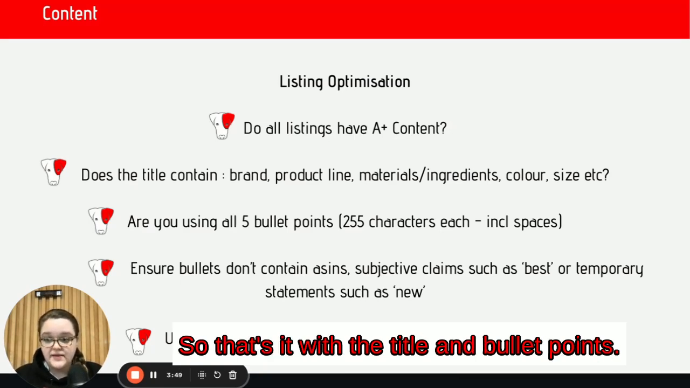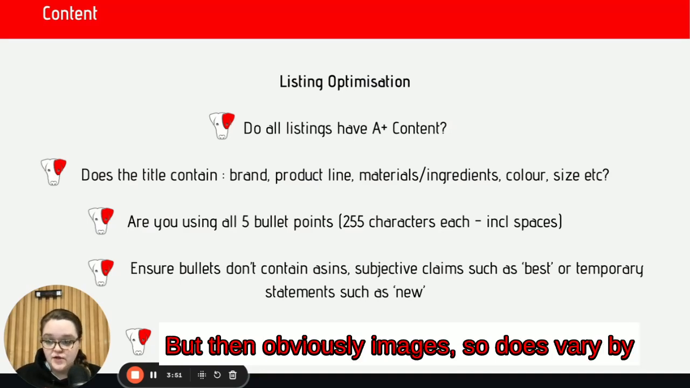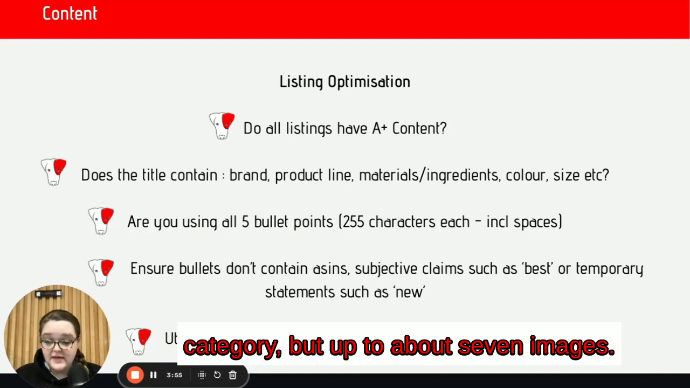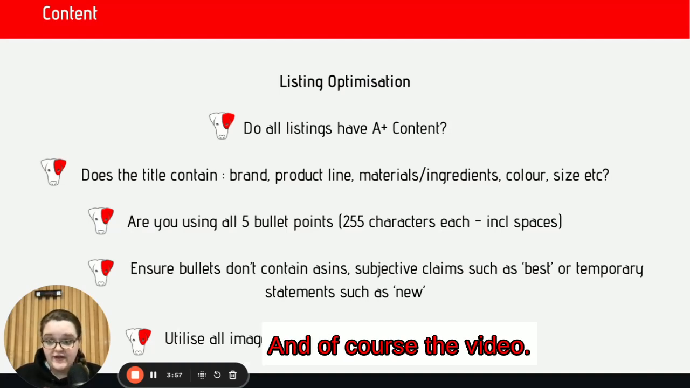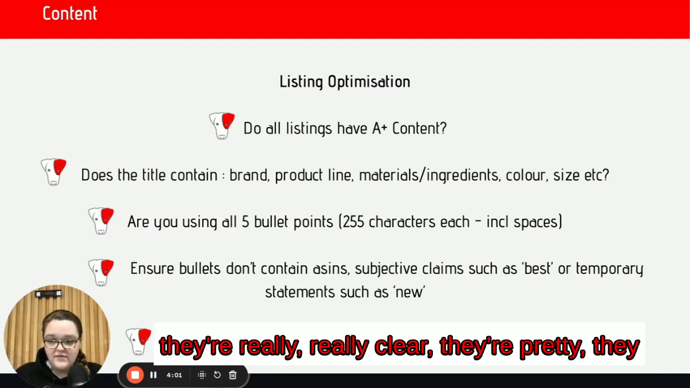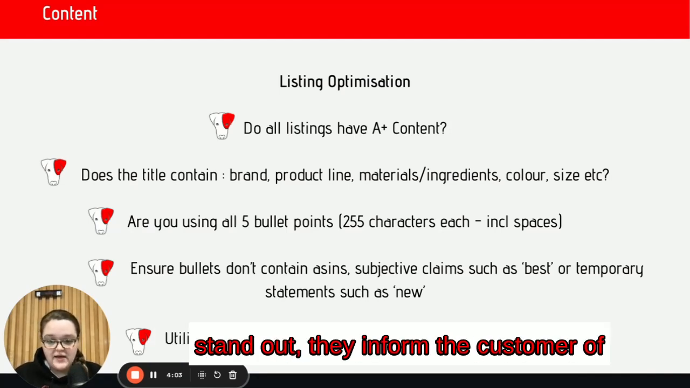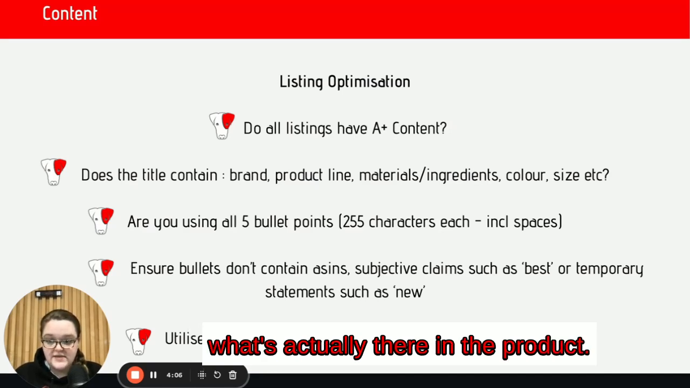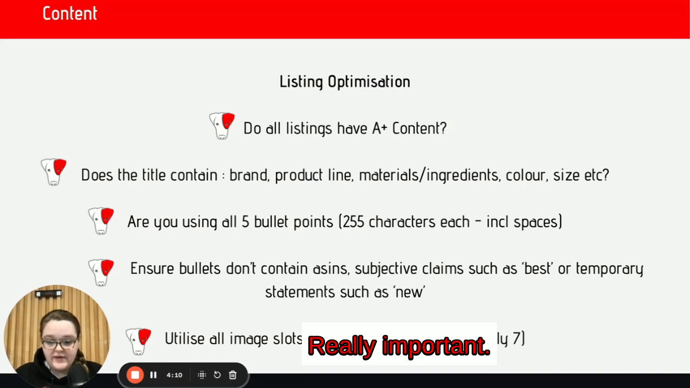So that's it with the title and bullet points, but then obviously images. It does vary by category, but up to about 7 images. And of course the video. So with images and videos, making sure that they're really, really clear, they're pretty, they stand out, they inform the customer of what's actually there in the product. Really, really important.